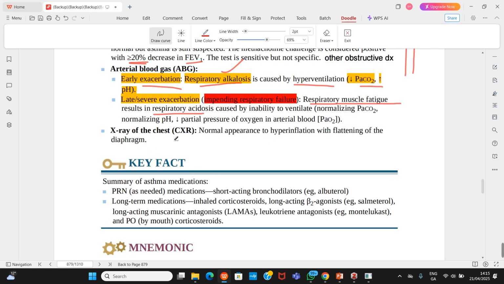If you do an X-ray, what are you going to see? Could be normal, and there could be features of hyperinflation with flattening of the diaphragm because of what? Air trapping. Because of air trapping. So don't forget that. Hyperinflation because of air trapping.